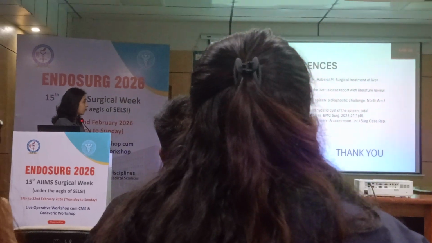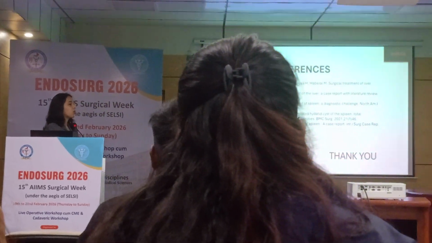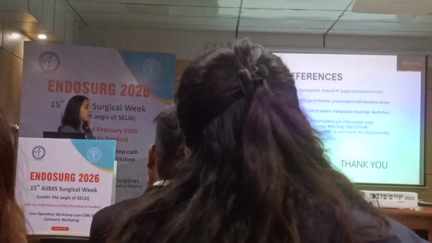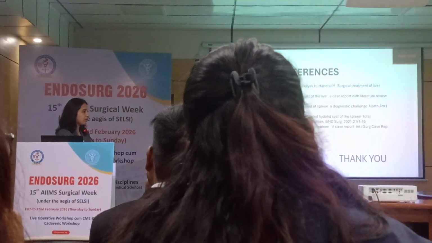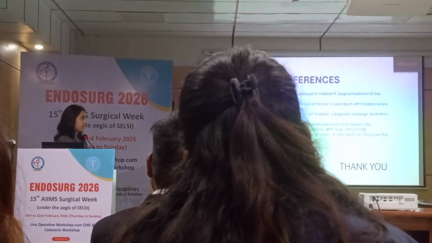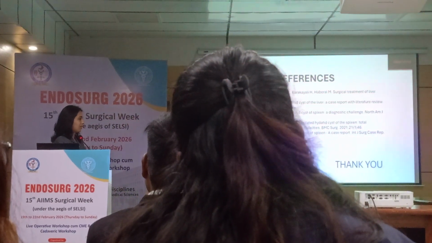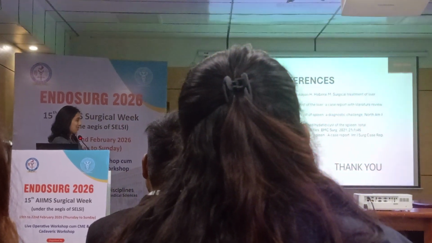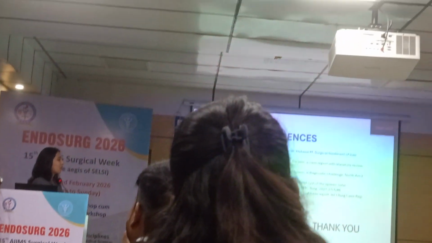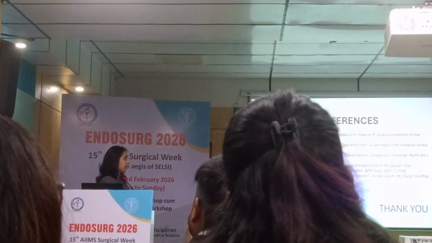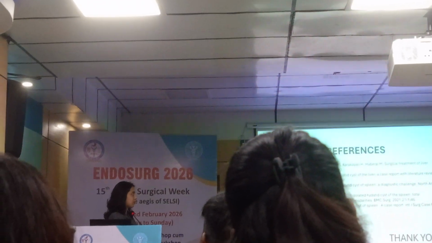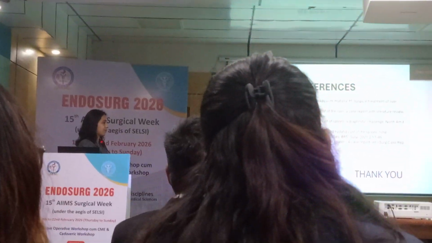Which scolicidal agent did you use? In your case, we used hypertonic saline. Percentage? 20%. You prepared it or you got it ready made? We got it ready. If the patient cannot afford it, then how will you prepare it? We will get a 3% NS and then concentrate it. It is very simple, 20%.